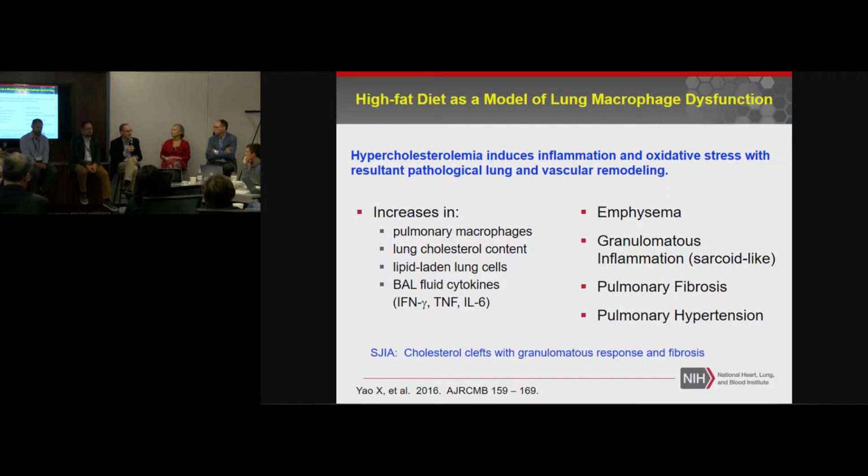I don't know of other adult interstitial lung diseases where inhaled steroids are used. Usually it's systemic steroids because you need higher doses.